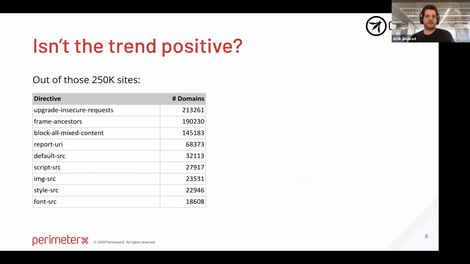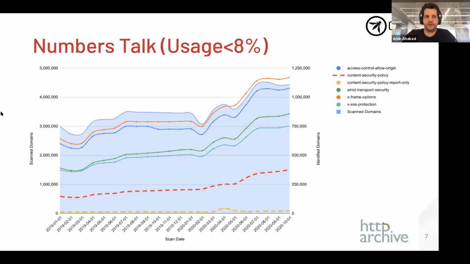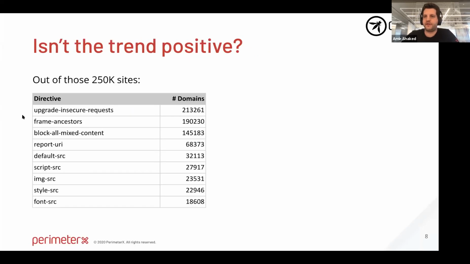So looking at the trend, it might look positive, but when you start to dive into the different directives being used inside the security policy, taking the latest information, this is based on the October 1st scan, breaking down all the different directives that are being used, you will see that the top three are actually a new version of the previously mentioned security headers. So in fact, it's not really taking in CSP as it can be used and how it should be used. It's only using the new versions of the different security headers.